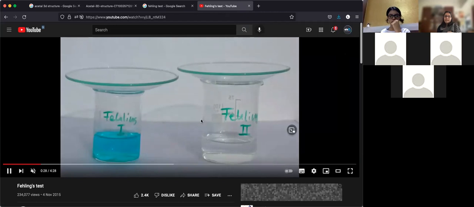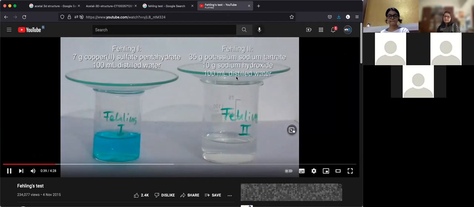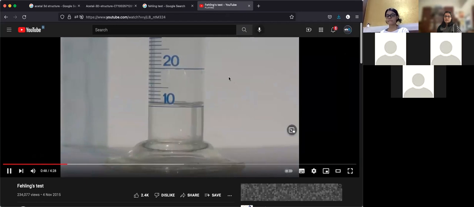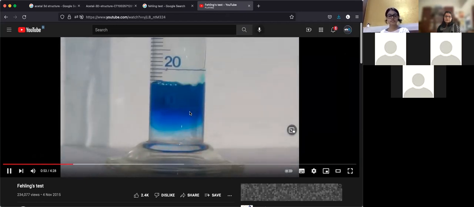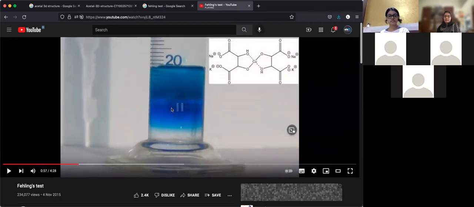So you have Fehling A and Fehling B. Fehling 1 is made of 7 grams of copper sulfate and 100 milliliters of distilled water. Fehling 2 is made of 35 grams of potassium sodium tartrate, 10 grams of sodium hydroxide, and 100 milliliters of distilled water. For the test, both solutions are mixed, so the copper and the tartrate ions react to form a deep blue complex. The volumetric mixing ratio is 1:1. So equal amounts of both the solutions are mixed.